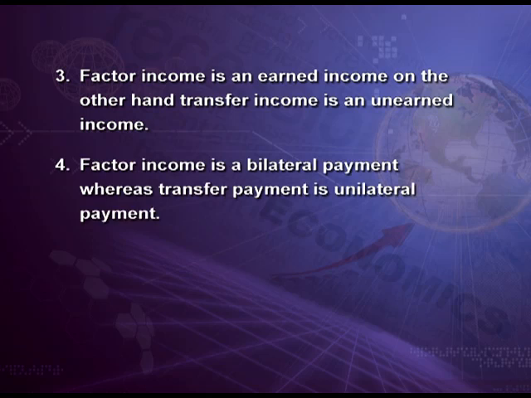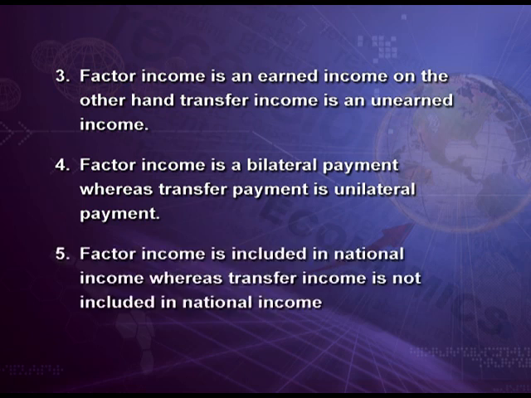Fourth difference, factor income is a bilateral payment, whereas transfer payment is unilateral payment. Fifth difference, factor income is included in national income, whereas transfer income is not included in national income.